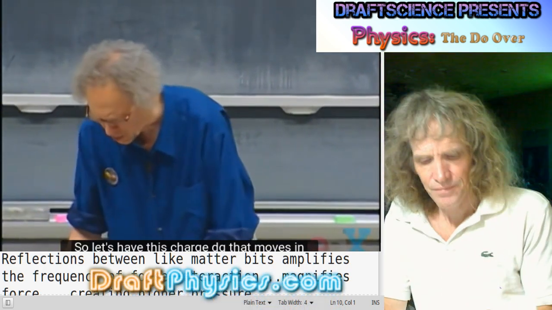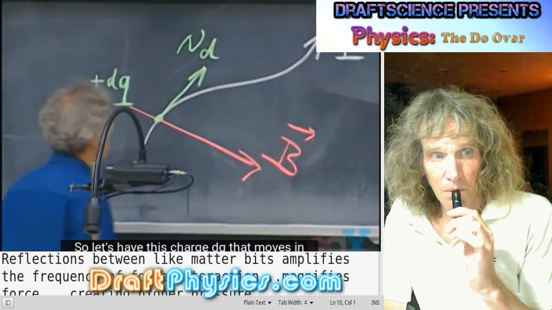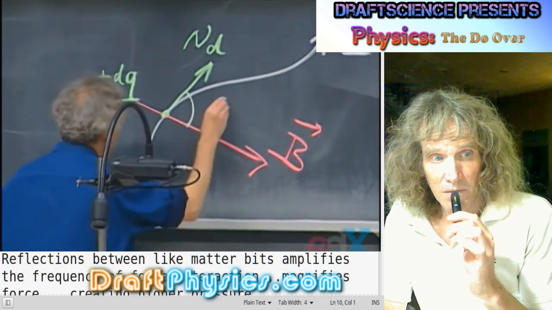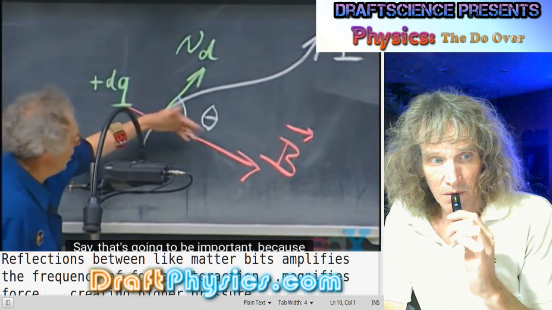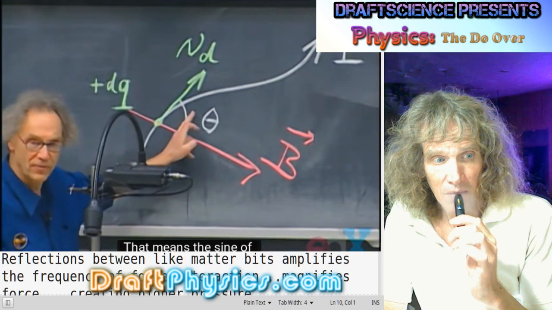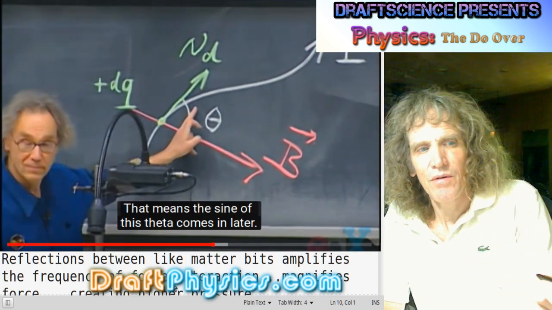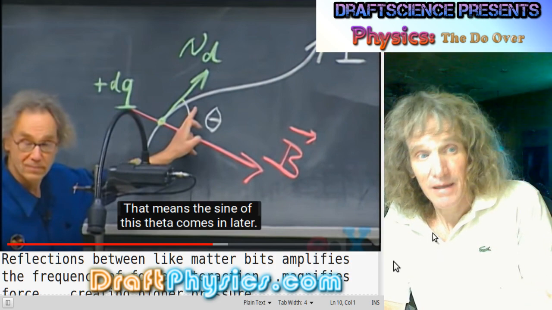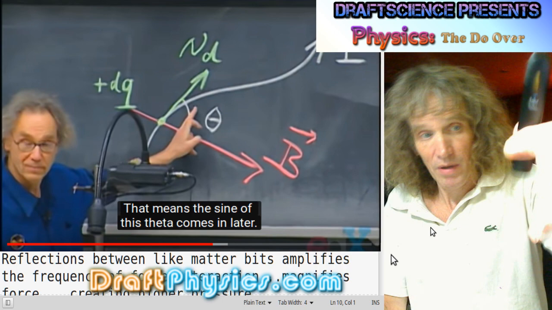So let's have this charge dq that moves in this direction, and so that gives me a current. And let this angle be theta between them. Theta is going to be important because it's a cross product between velocity and B. That means the sign of this theta comes in later. Yeah, well, technically there's really no complexity to that theta, because it really should be 90 degrees, technically, at any one point.